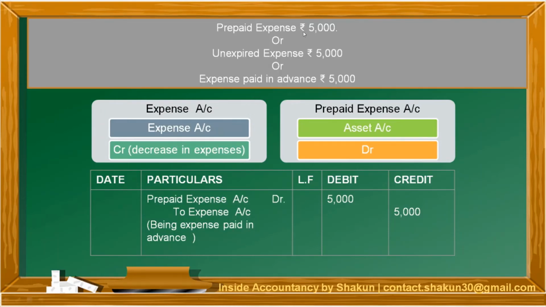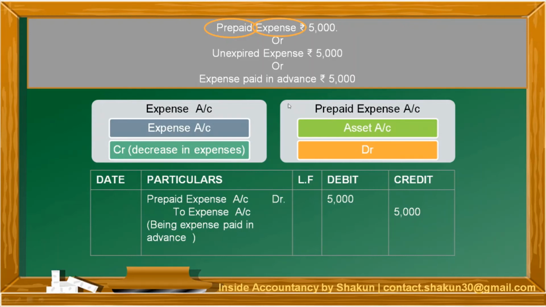Prepaid expense, or unexpired expense, or expense paid in advance: when the expense of the next year is paid in advance. In that case, again the accounts to be identified are expense account and the prepaid expense account. Now, when we are paying the expense of the next year in advance, that means we have to take the benefit out of it. So it is an asset, and assets always have a DR balance. This is an increase in asset and it is always debited.